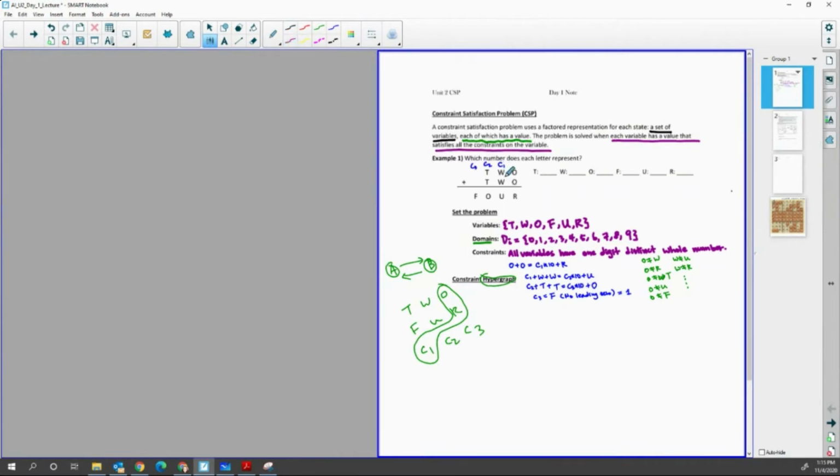Then C1, W, U, C2 can be connected in one edge. C2, T, O, C3 in one edge. And also C3 and F is one edge. Complicated, but this is the hypergraph.